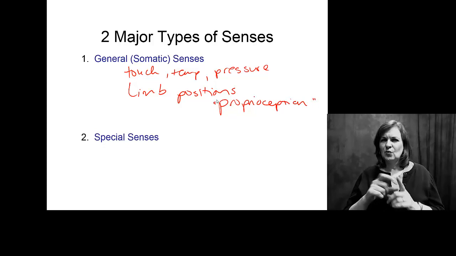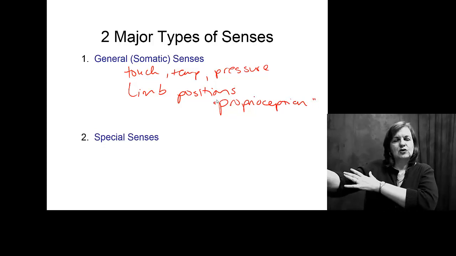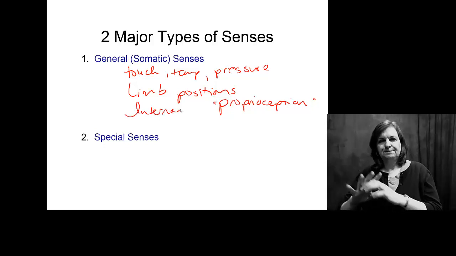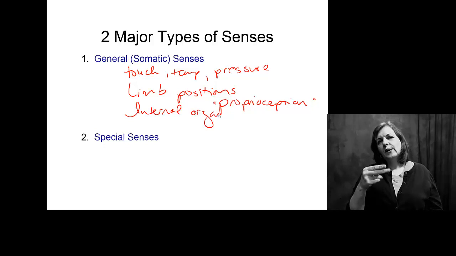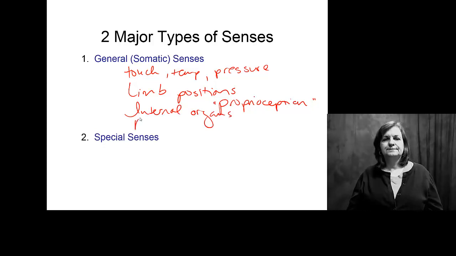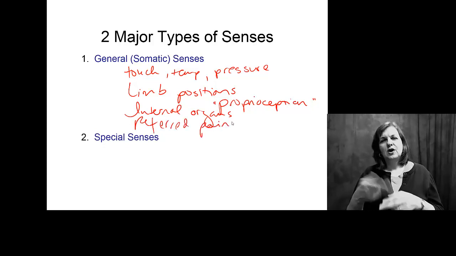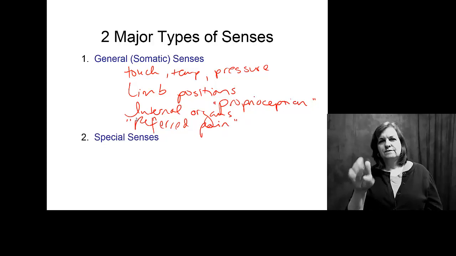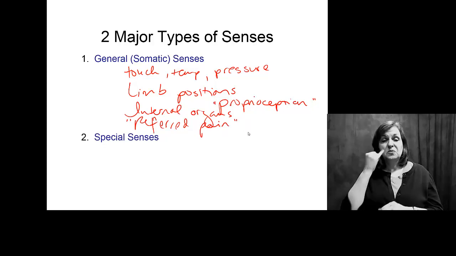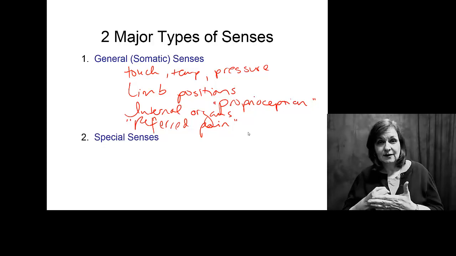It basically means if you close your eyes and stick out your arm, you still know where your arm is. Okay? We look at internal organs having general senses, pH, things like that. And we'll also look at what we refer to as referred pain. So this is the idea that if folks are having a heart attack, they often grab their left arm. Why is that?